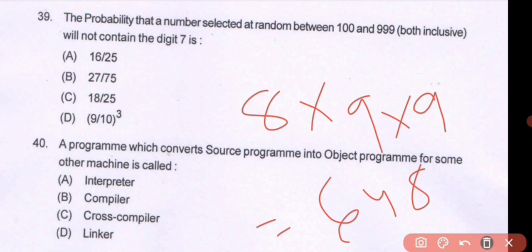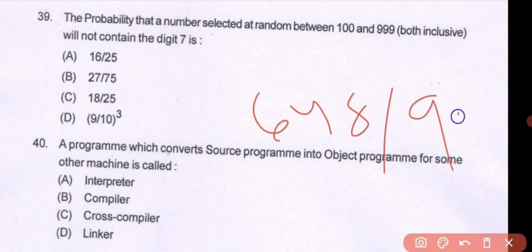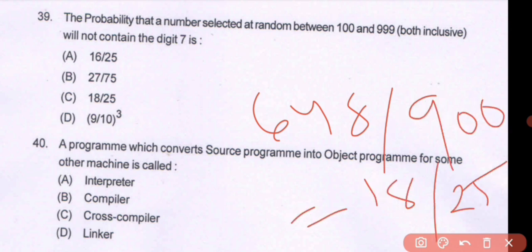So we calculate the probability: 648 divided by 900, which is equal to 18 by 25. Option C, 18 by 25.